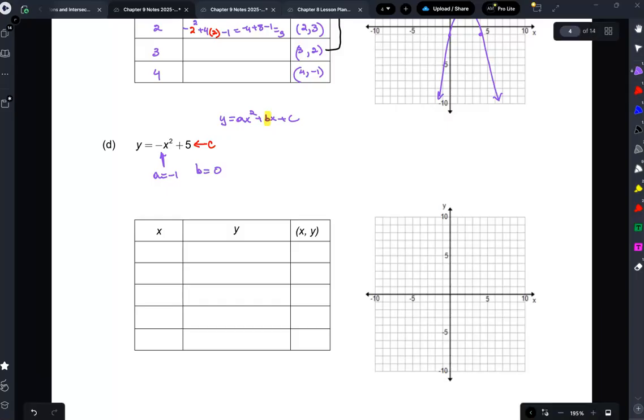So now, x equals negative b over 2a, negative 0 over 2 times negative 1. Well, 0 over anything is 0. So x is 0. So what number goes above the 0 in this chart? Negative 1, 1, negative 2, 1, and 2. Go, go, go.